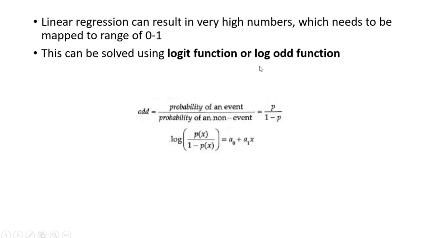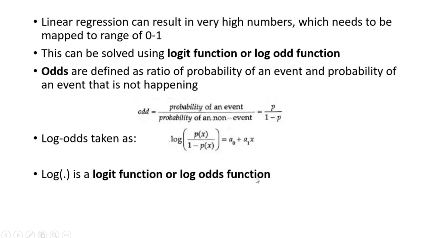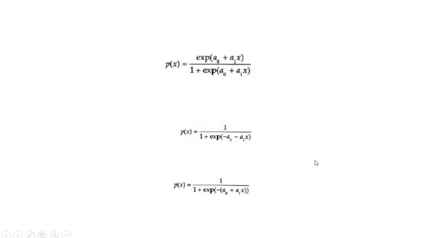So how do you do this? Using the logit function or the log odds function. So this is the logit function. So what is the odds? Odds is nothing but the ratio of the probability of an event occurring divided by the probability of the event not occurring. So that is p divided by 1 minus p. So log of p(x) divided by 1 minus p(x) is nothing but a0 plus a1x. So this we call log odds. It is the log of the probability of the event occurring divided by the probability of the event not occurring. This is nothing but the logit function or the log odds function.